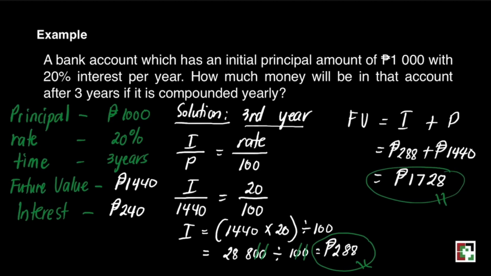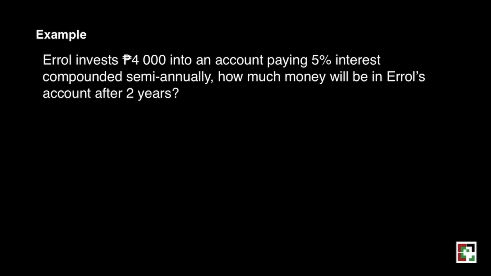Now let's have another example. Errol invests 4,000 pesos into an account paying 5% interest compounded semi-annually. How much money will be in Errol's account after 2 years? Please take note of the following. It is compounded semi-annually. What do we mean by semi-annually? That is, for every 6 months, we will be having 5% interest.